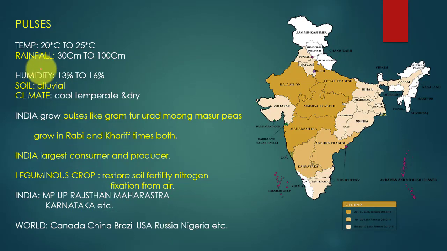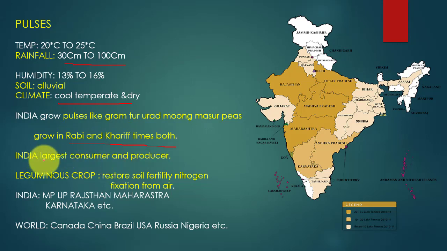Now pulses. It is the most important crop of India because it is nutrition rich and provides lots of protein. Temperature, it needs 20 degrees Celsius to 25 degrees Celsius. Rainfall 30 centimeter to 100 centimeter. Soil alluvial, and it needs a cool, temperate and dry climate. India grows pulses like gram, tur, urad, moong, masoor, peas. These pulses grow in both Rabi and Kharif times.